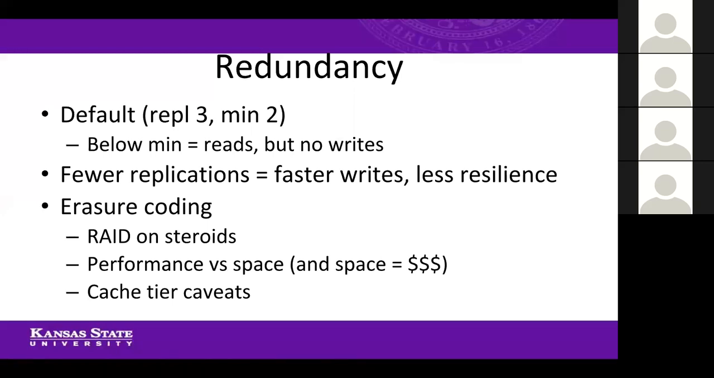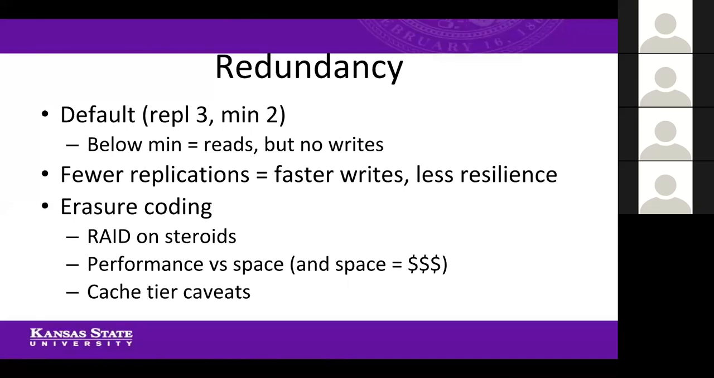Again, if you have fewer replications, that means it's faster. So something like Scratch, where it's not as critical, if it goes away, it goes away, you might want fewer replications. As a matter of fact, we do that on our Scratch pool. We have a replication of 2 with a minimum of 1. That gives a faster write, but less resiliency. More replications, obviously, are going to be slower to write, but more resilient. So you get to choose what you want on there.